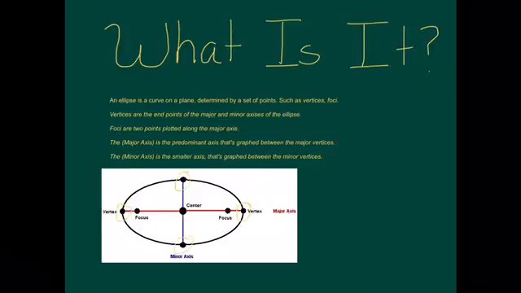Both axes, x and y axis, hold vertices, and really, when you're graphing an ellipse, the vertices are included in that. You can see the distance from the vertex are foci, and foci are two points plotted along the major axis, which help shape, almost predetermine, the shape of the ellipse. The major axis, which is right here, is the predominant axis that's graphed in between the major vertices.